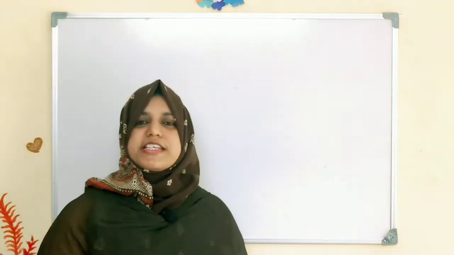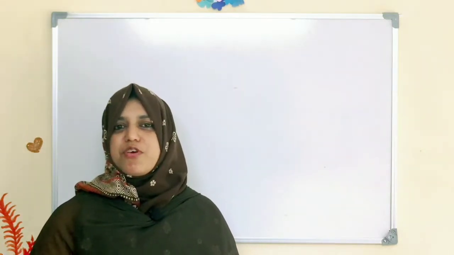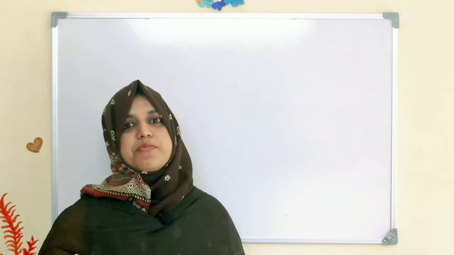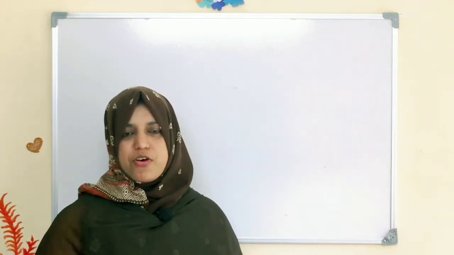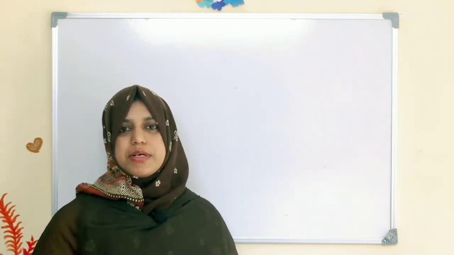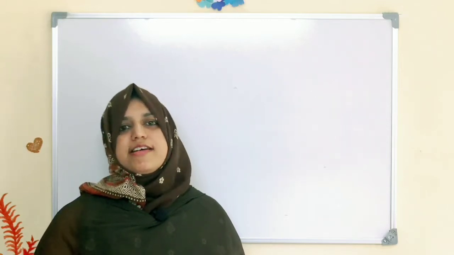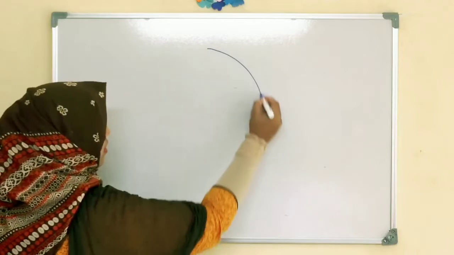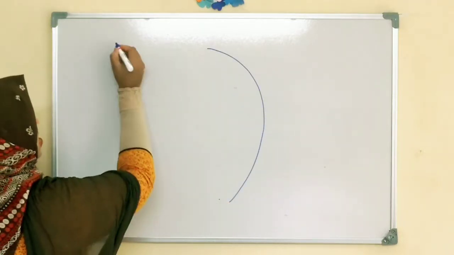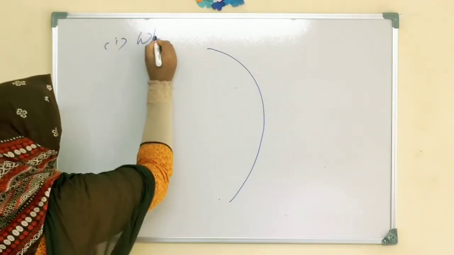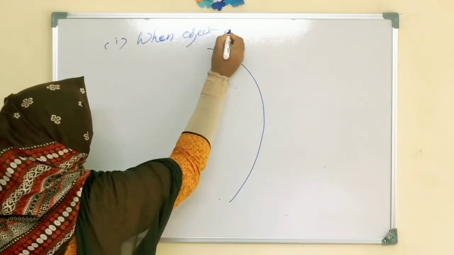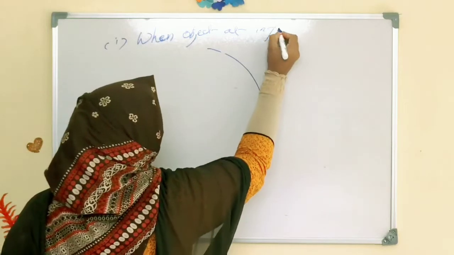Now I am going to discuss ray diagrams for the formation of image by a concave mirror when the object is at different positions. First of all, the first position is when the object is at infinity. So I am drawing here a concave mirror. First case, when object at infinity.